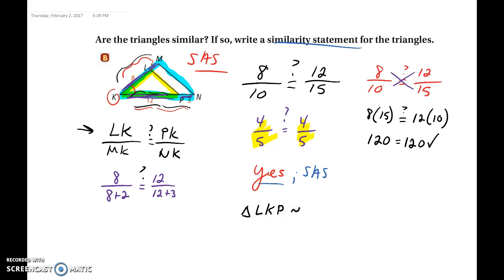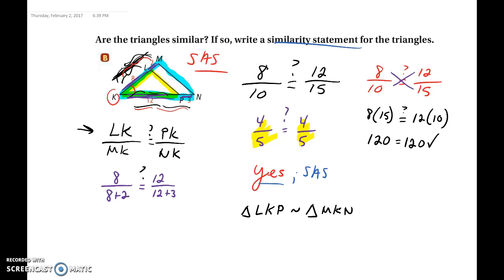And then we will say it's similar. And now this is where it does matter. Since I did LK as my first one, MK needs to go for my bigger one, so it's MK, and then the last letter is N. So for this one, you can just match up the two sides that you did, and then the last letter is the remaining letter.